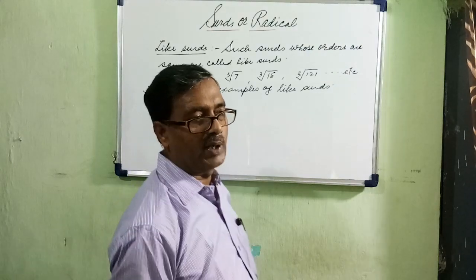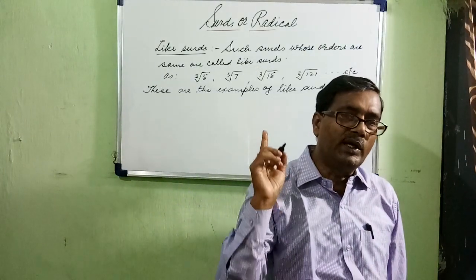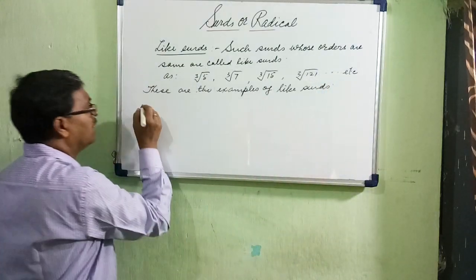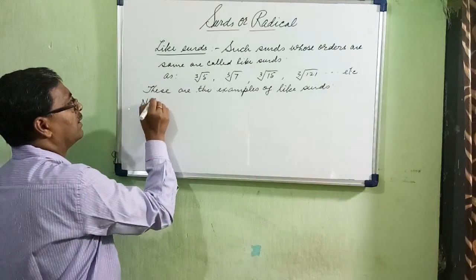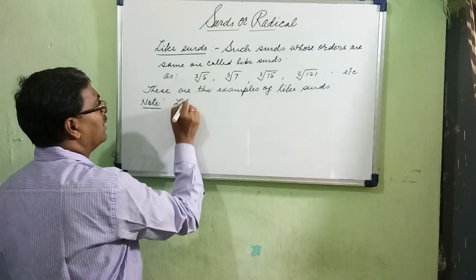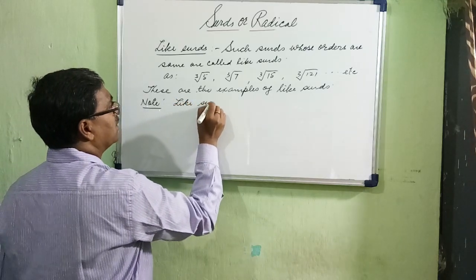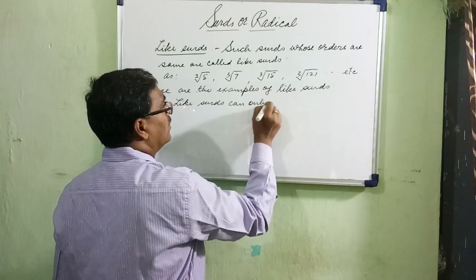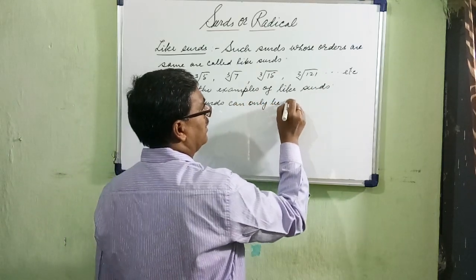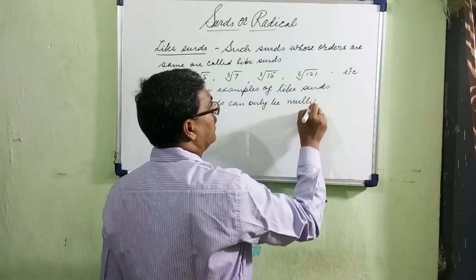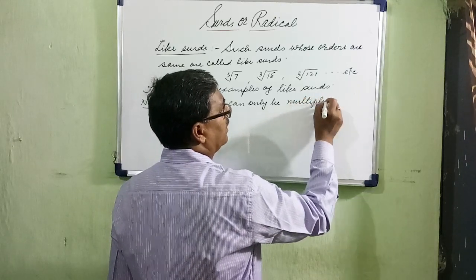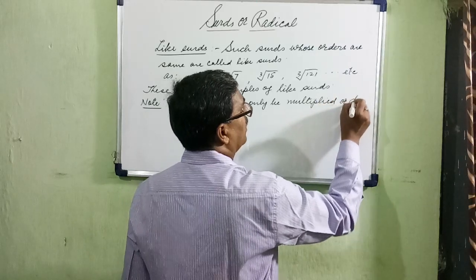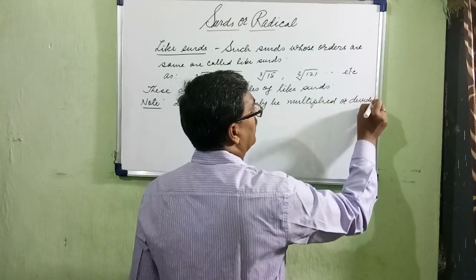And what is the property of like surds? Like surds can only be multiplied or divided. Note, like surds can only be multiplied or divided.